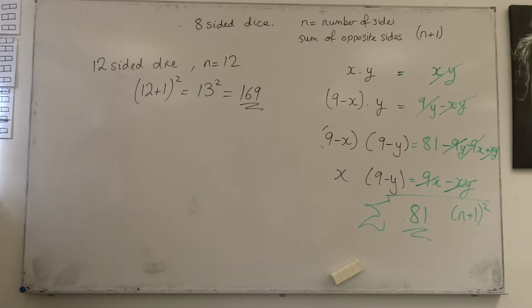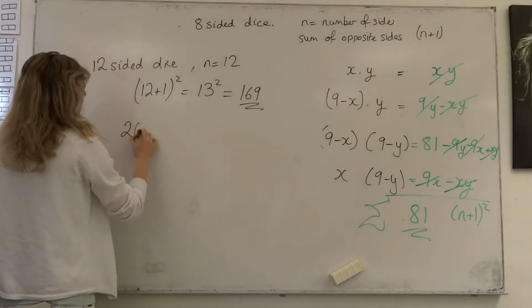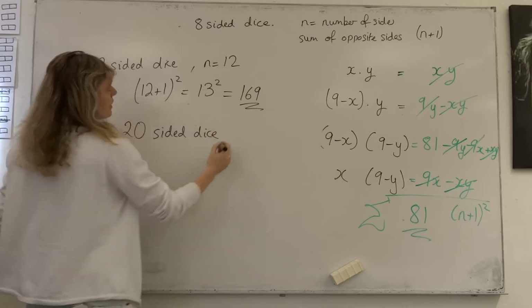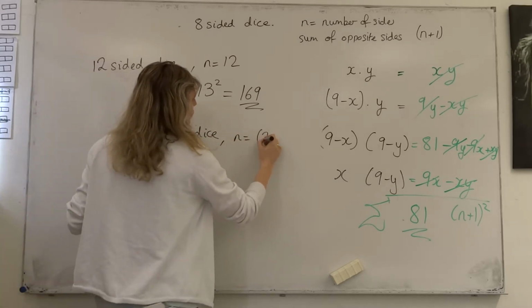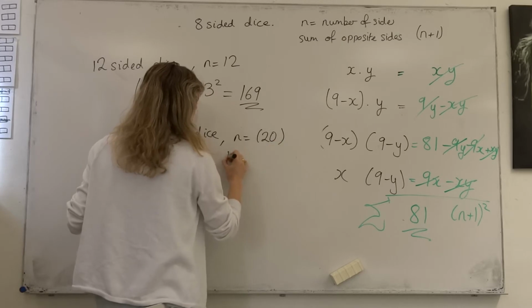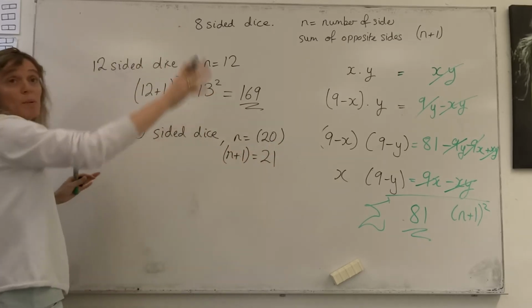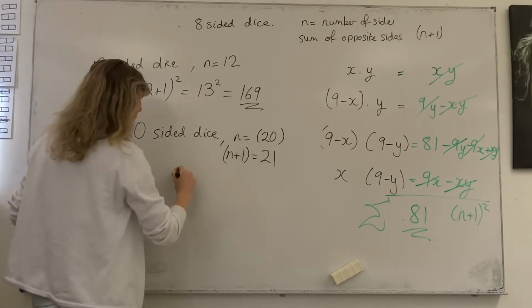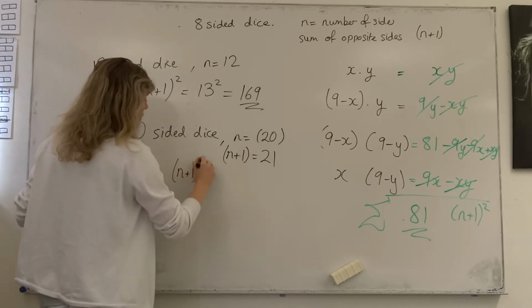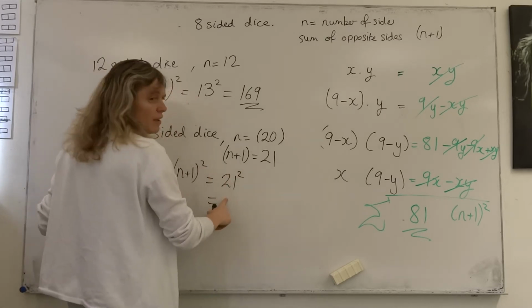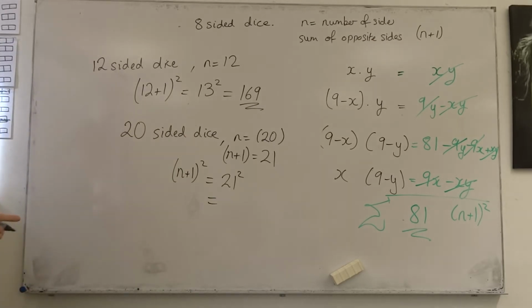And then the next one was, what was the last one? How many sides? 20. So a 20-sided dice would give you n equals 20. So n plus 1 would be 21. We know that when we manipulate it this way, we'll have n plus 1 all squared, which will be 21 squared, which will be 441.